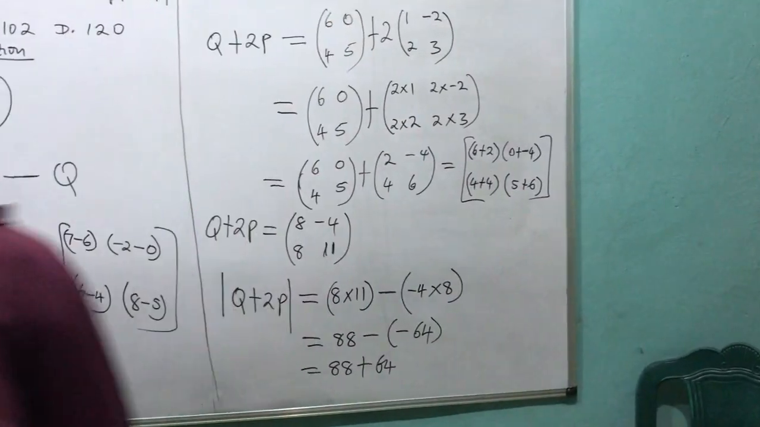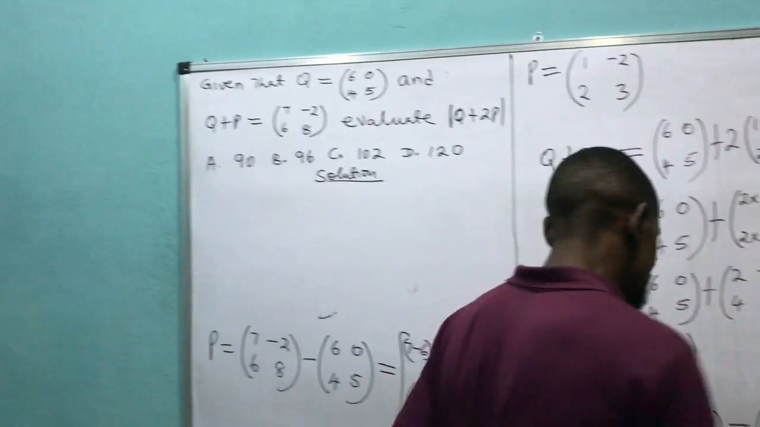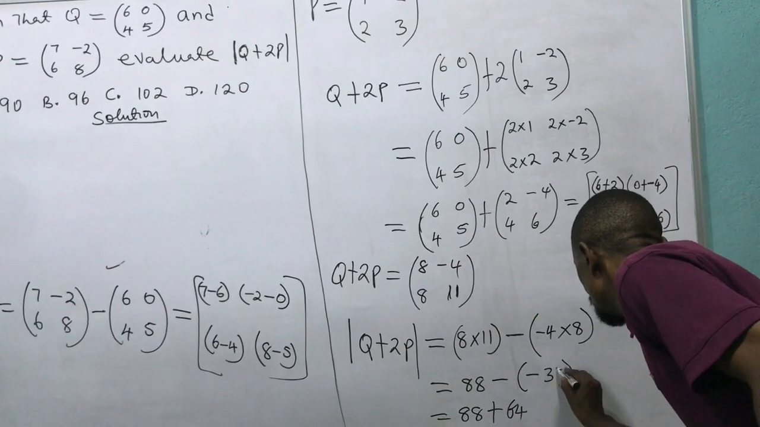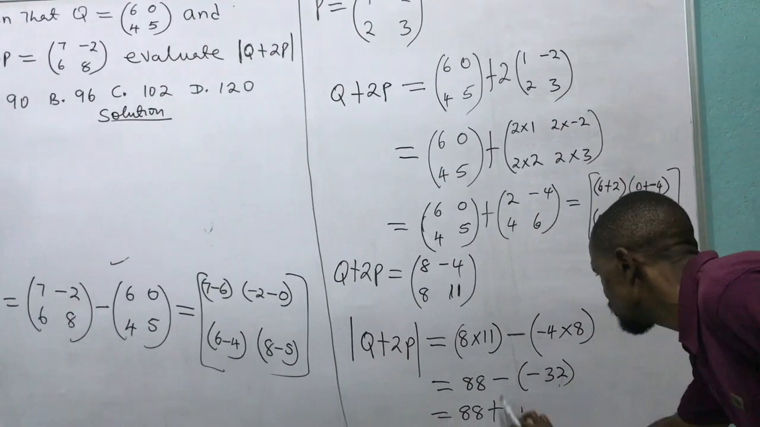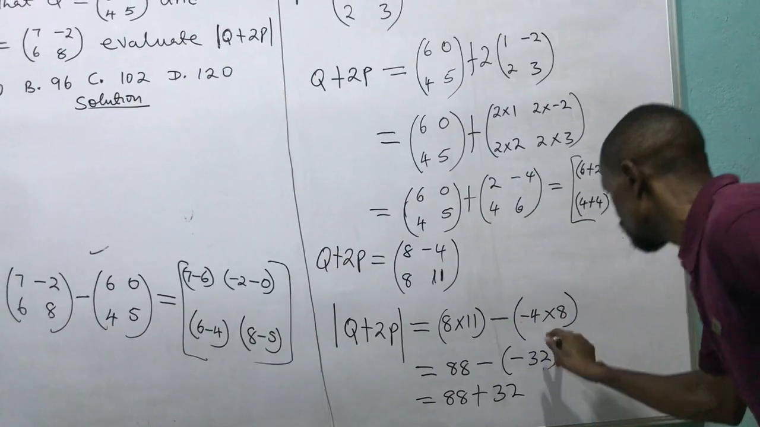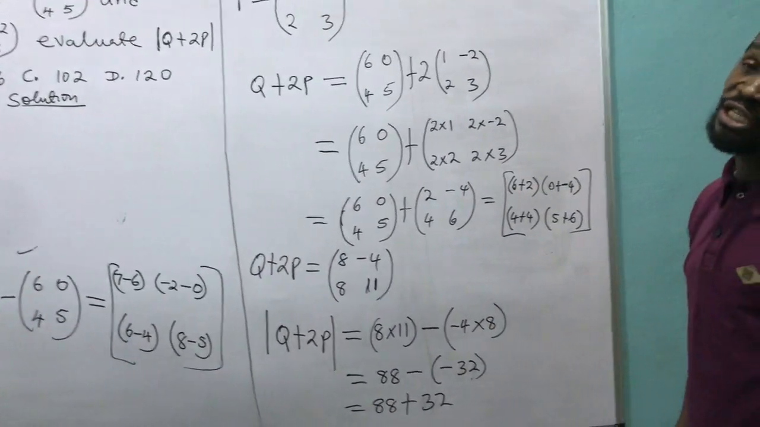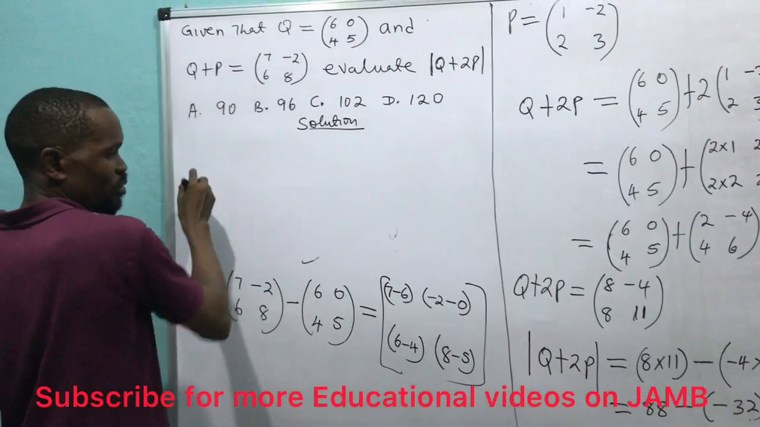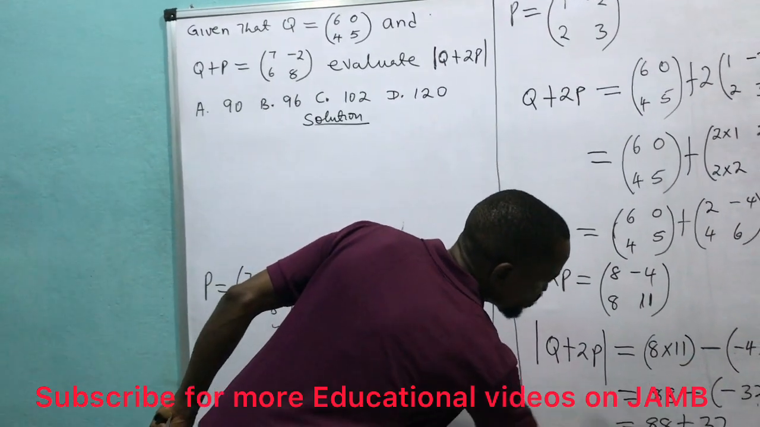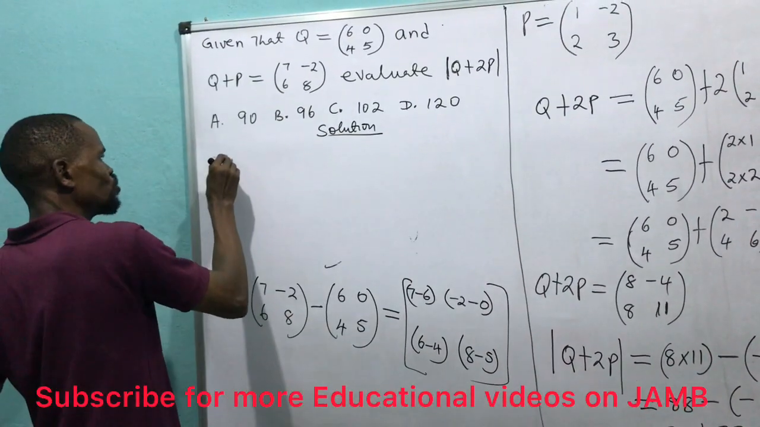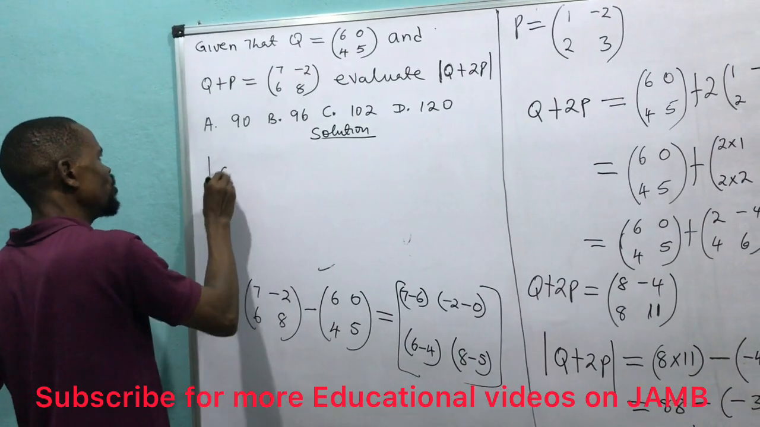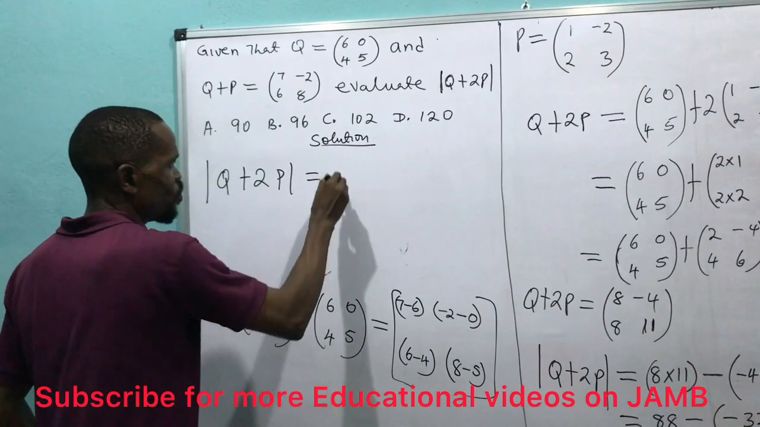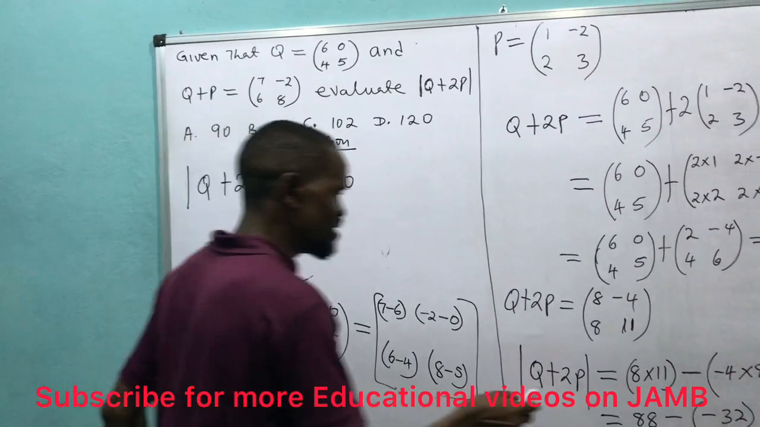Let us clean here to get the answer. I'm going to clean it. This times this will give me 32, not 64. I'm sorry, 32, not 64, because 4 times 8 will give me 32, not 64. Right? Then adding this, that will be 64. This plus this will give me 120. That means my Q plus 2P is equal to 120.